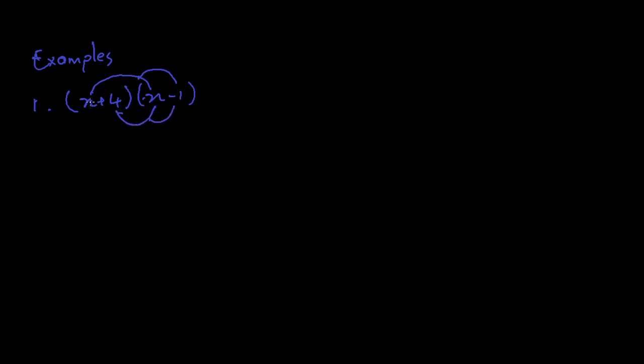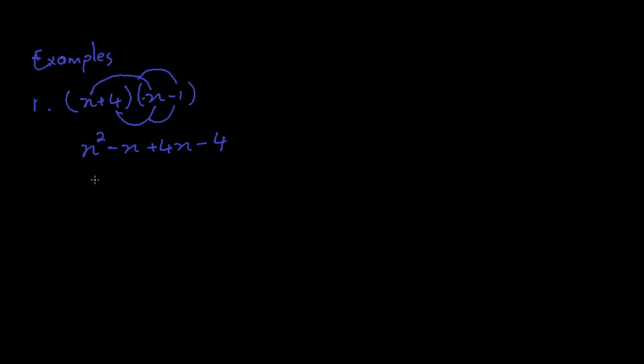Okay, so we're going to have x squared, this x multiplied by this is x squared, then this x multiplied by the negative 1, it's going to be minus x. Then we're going to take the 4 here, the positive 4, we multiply it by the positive x here, we're going to get positive 4x. Then we take the 4 and multiply it by the negative 1. It's going to bring us to negative 4.